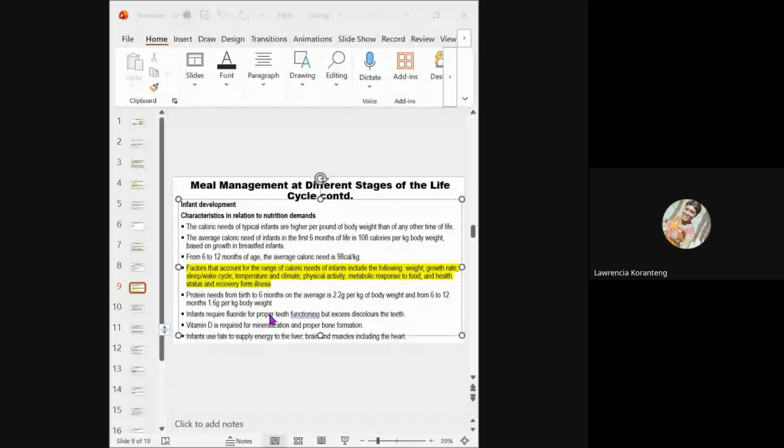There are some factors that account for the range of caloric needs of an infant. So if an infant may need a certain amount of calories, there are certain factors that account for it. And one is the weight, the growth rate, their sleep and waking cycle, their temperature and climate, their physical activity, metabolic response to foods, and health status and recovery from illness. Explain.